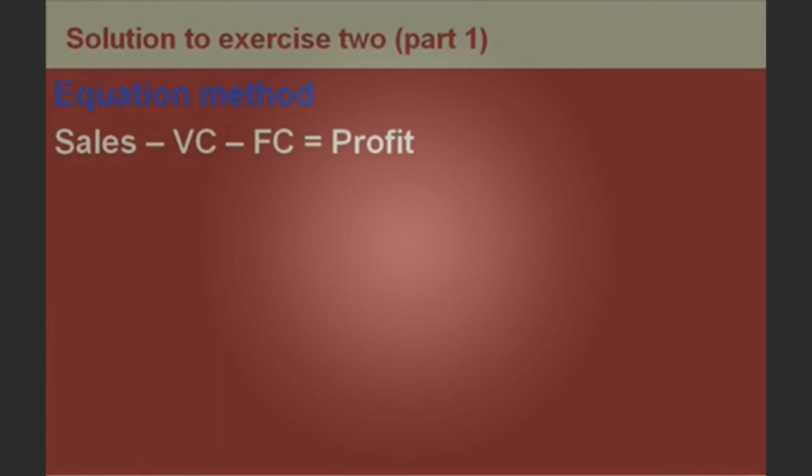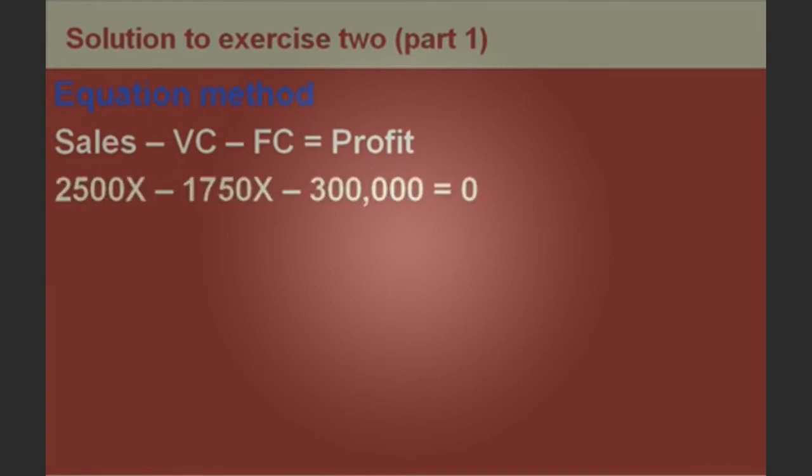Assume you got to sell X units to break even. So, how would it look? There you go. 2,500X is the sales, minus 1,750X is the variable cost, minus 300,000 is the fixed cost, equals, it's break even, so profit is 0. So, solve for X. X equals 400 players.